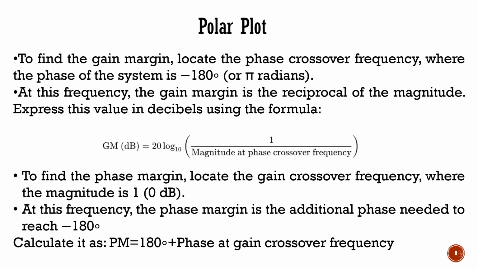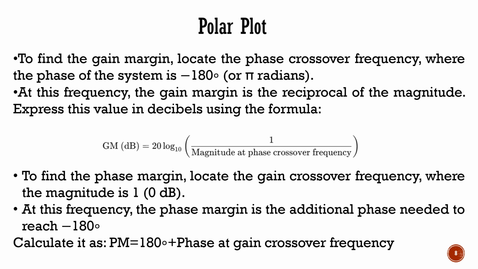From the polar plot, we can calculate gain margin and phase margin. The gain margin can be calculated by first identifying the phase crossover frequency. Phase crossover frequency is the frequency where the system's phase is minus 180 degrees or pi radians. After getting the phase crossover frequency, to calculate the gain margin in dB, use the formula Gm in dB is equal to 20 log base 10 of 1 by magnitude at phase crossover frequency.